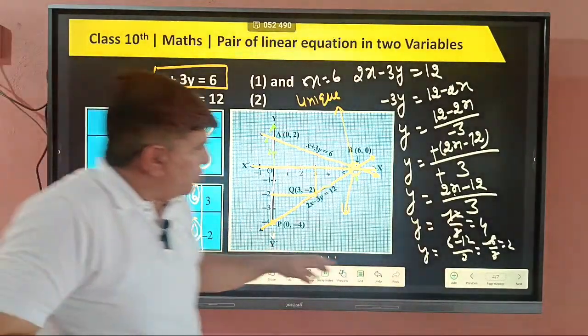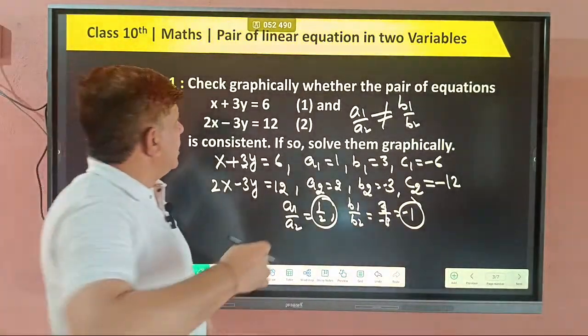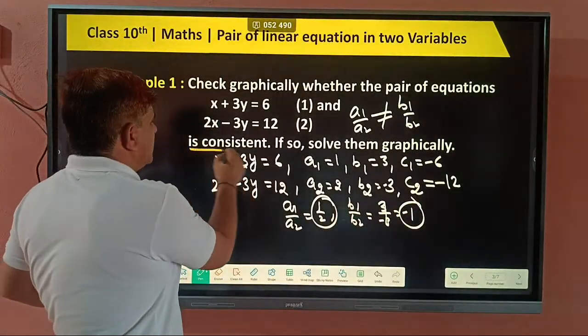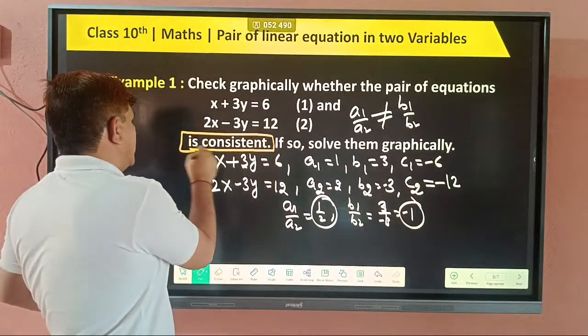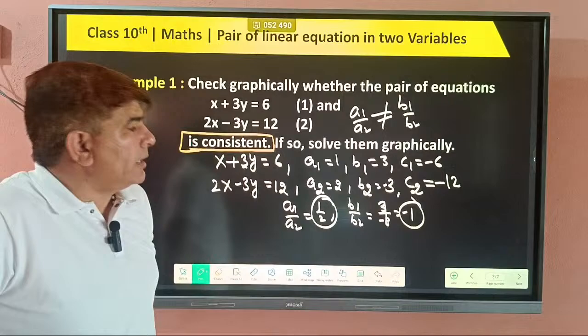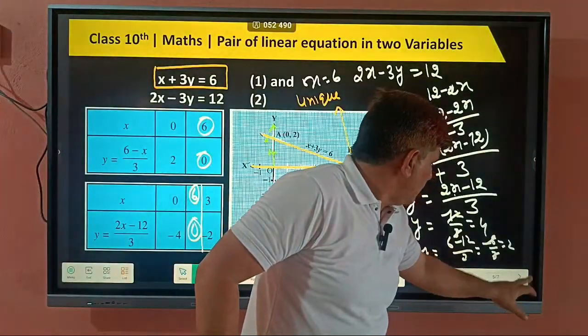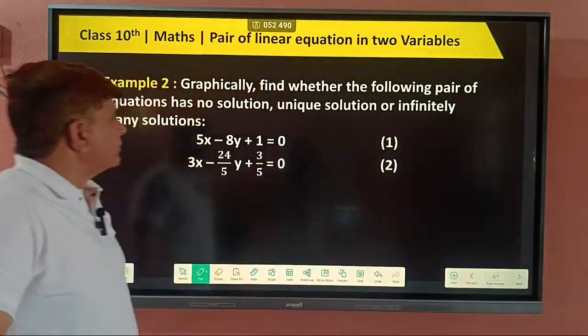So what about this question? The question is this: show them graphically. Is this consistent? Yes. If a solution exists, it means consistent. And if a solution does not exist, it means inconsistent. So it is consistent. Understood? One more example is given.